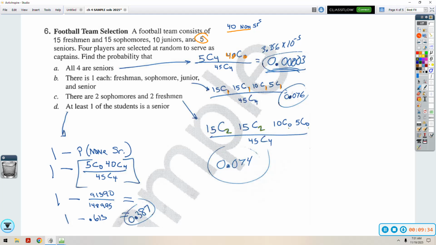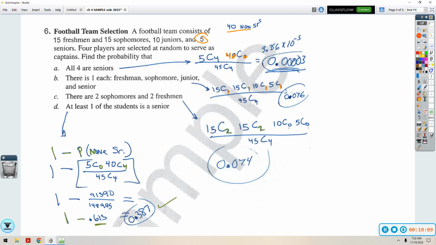And then the big dog here, letter D, at least 1. At least 1 means 1 minus probability of none. Okay, none being a senior. So I don't want any seniors. That's 5 choose 0, and I will choose 4 from the other 40. When you do this, you get 0.613. 1 subtract that is 0.387, and we're good to go. So that's the probability of at least one of them being a senior.